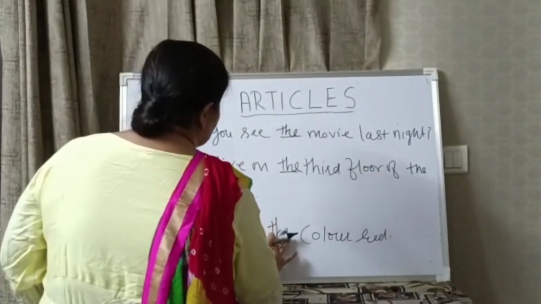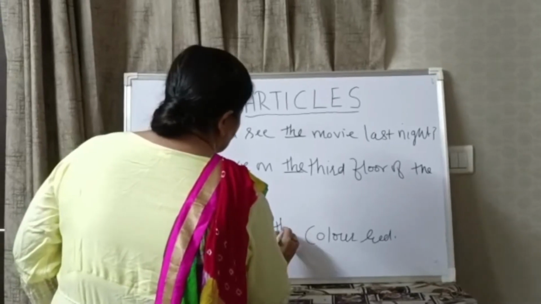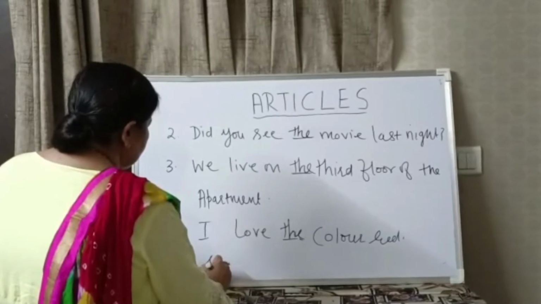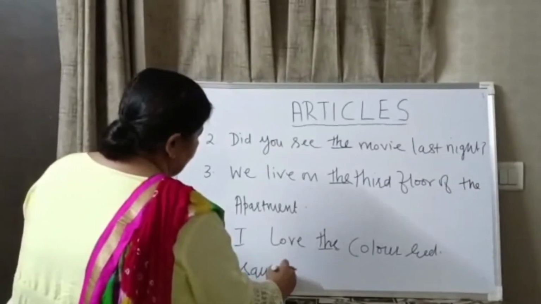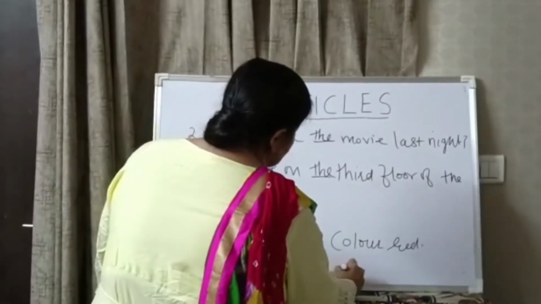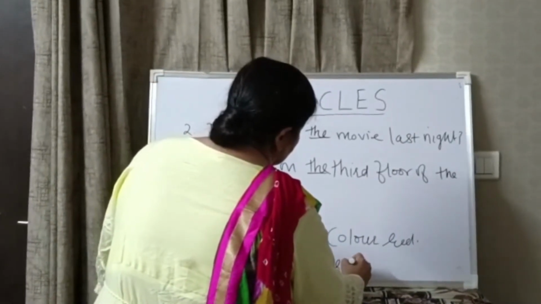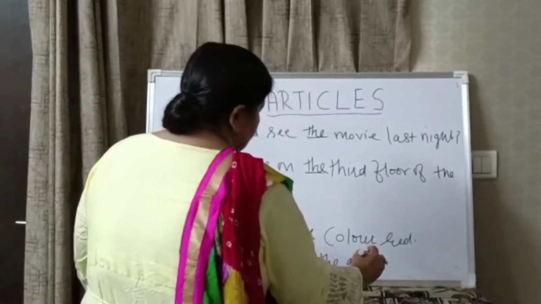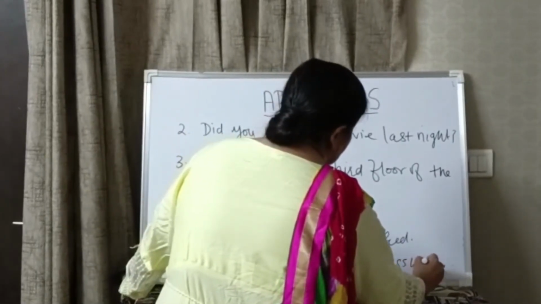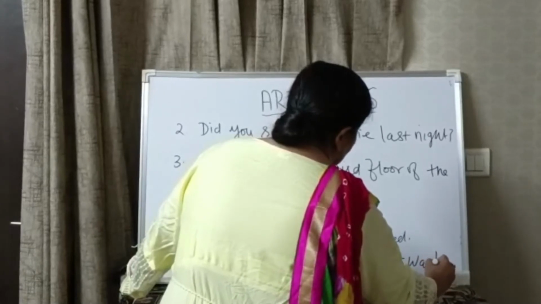And last one we can say I saw a girl. The girl's dress was pretty. It means I am talking about that particular girl. I saw a girl. The girl's dress was beautiful. The girl's dress was pretty.